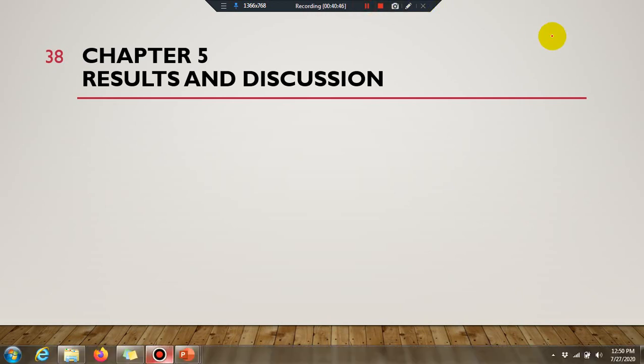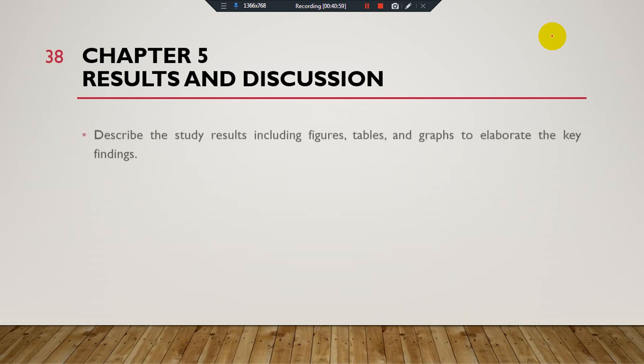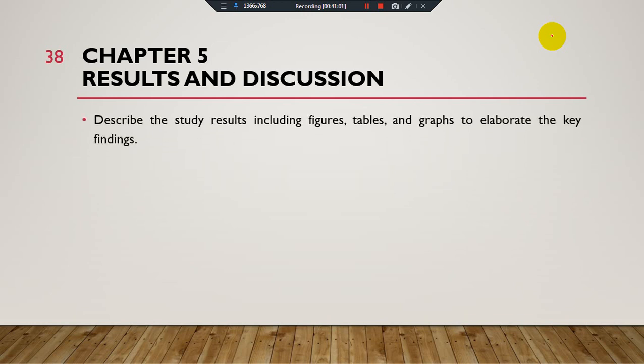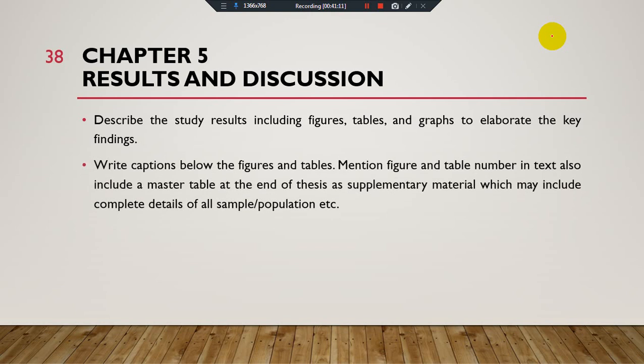Chapter 5. This is related to the results and discussion which we find after using this econometric methodology. Here we present the results of those variables, describing the study results. In this chapter we include the figures, tables and graphs related to our findings. So write the captions below the figures and the tables, and mention figure and table numbers in the text. Also include a master table at the end of the thesis.